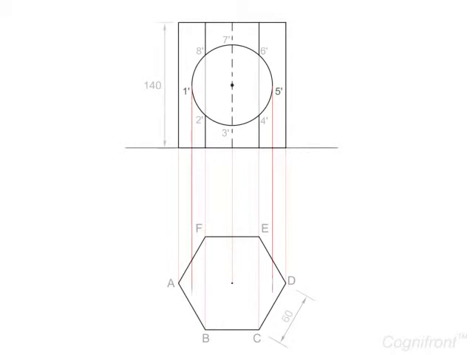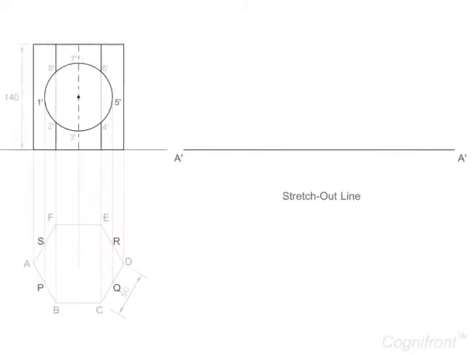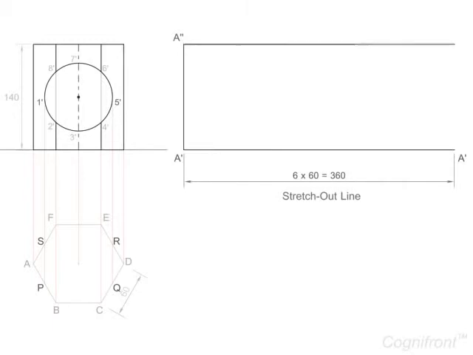Now, draw projectors from 1' and 5' from the front view to meet the hexagon at PS and QR. Next, draw stretch out line A'. A perpendicular line A' is drawn. From point A', a parallel line of length equal to line A' is drawn, and then the rectangle is completed.